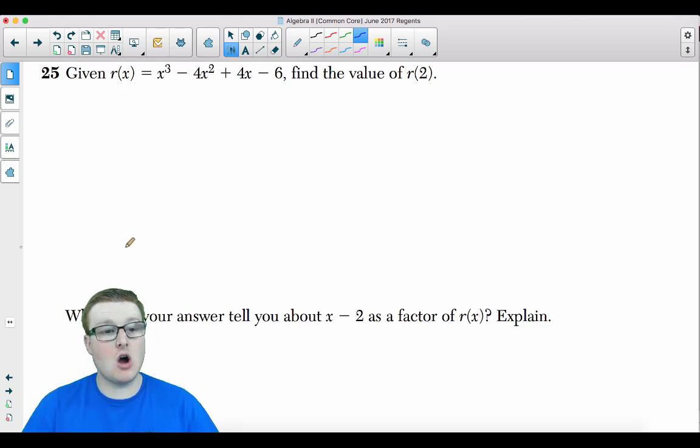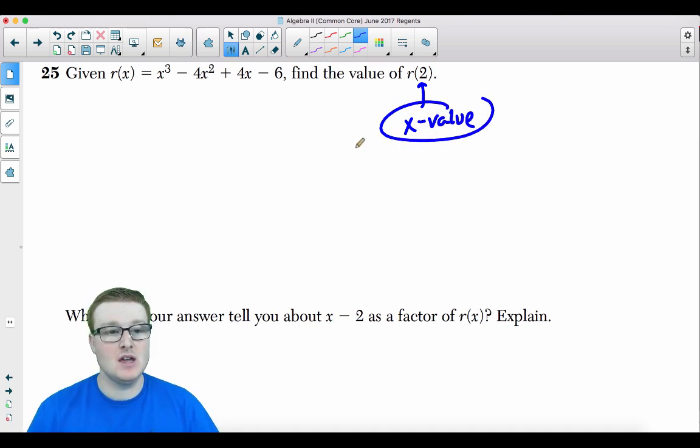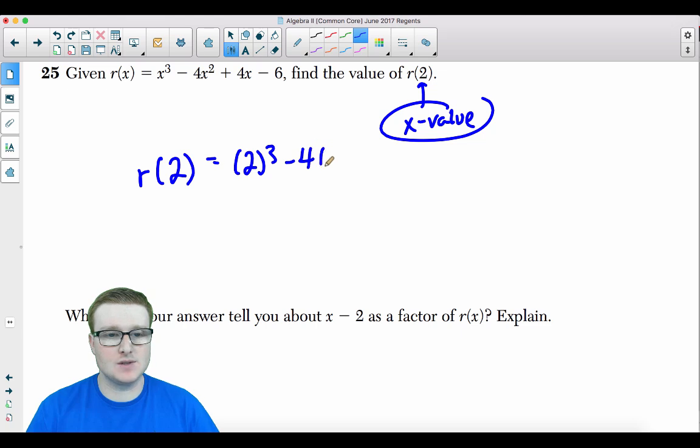Given r of x equals x to the third minus 4x squared plus 4x minus 6, find the value of r of 2. Easy stuff. You're just taking that 2 value and plugging it in for every time you see an x. So this is really your x value. So to find r of 2, you plug the 2 in wherever you see an x. So we get 2 to the third minus 4 times 2 squared plus 4 times 2 minus 6.